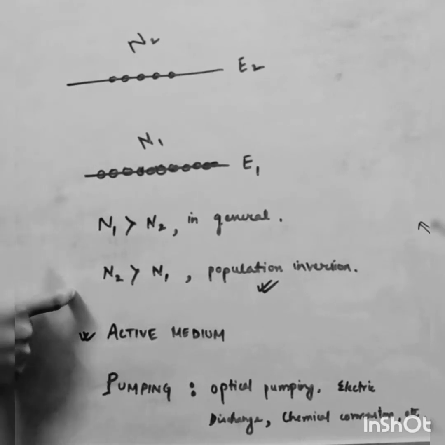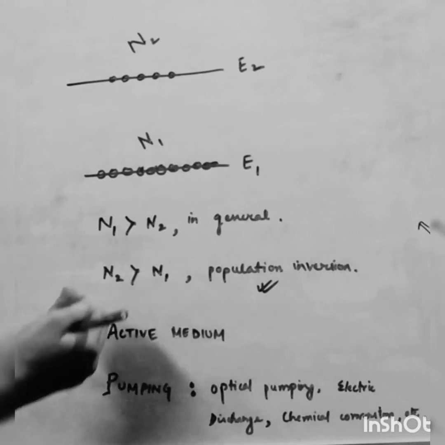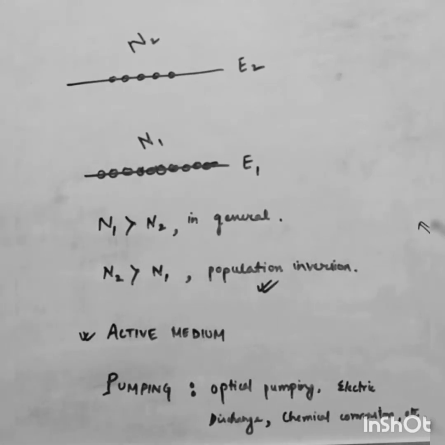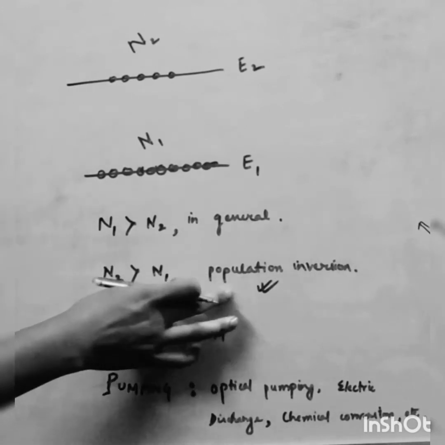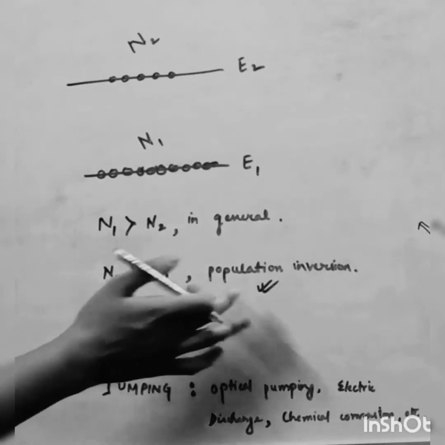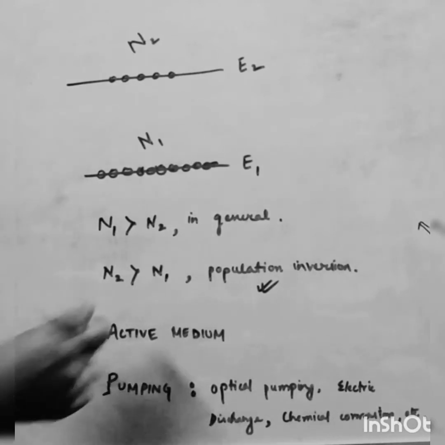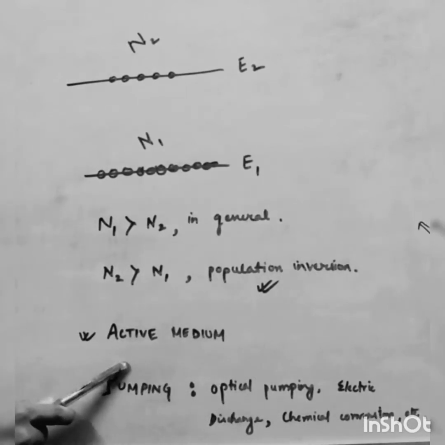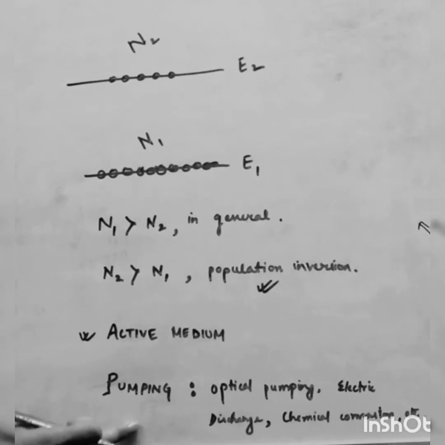And if we can make N2 greater than N1, that is, if we can increase the number of particles in the higher energy level more than the number of particles in the lower energy level, then it is called population inversion. This whole process is called population inversion, and the medium in which population inversion is achieved is always known as the active medium. The method of raising the particles from the lower energy state to the higher energy state is known as pumping.